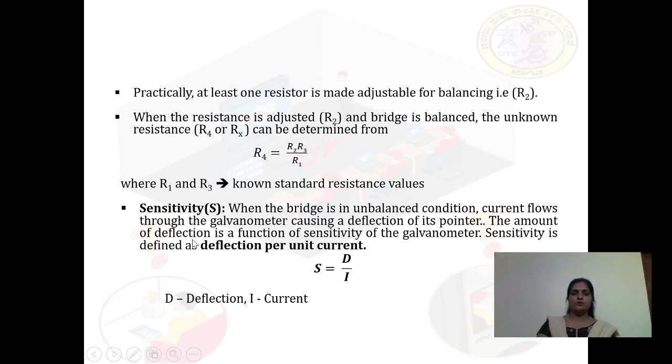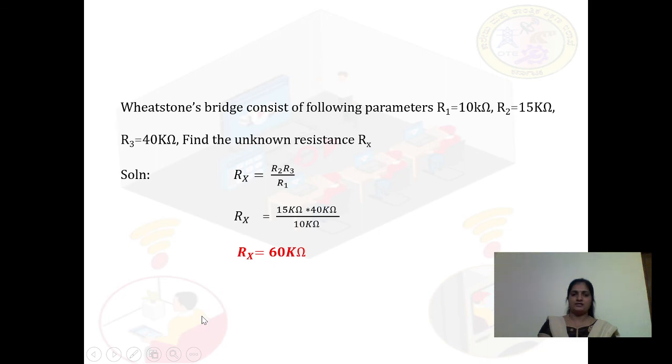And coming to one important definition, called sensitivity. When the bridge is in an unbalanced condition, current flows through the galvanometer, causing the deflection of its pointer. The amount of deflection is a function of the sensitivity of the galvanometer. That's why sensitivity is defined as deflection per unit current. So S is denoted as deflection per unit current, S equals D by I, where D denotes the deflection and I denotes the current.